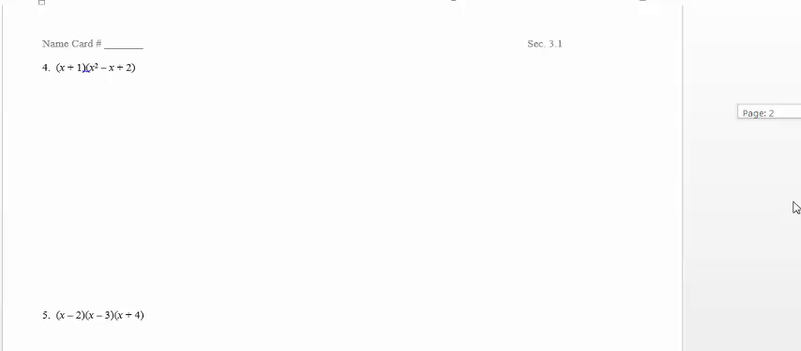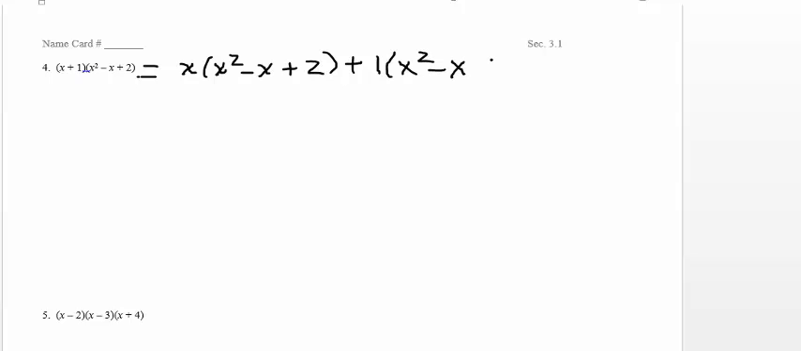All right, here we need to multiply the polynomial x plus 1 times the polynomial x squared minus x plus 2. And we're going to use the distributive property. The x, the first term of the first polynomial, has to be multiplied by every term of the second polynomial. Positive 1 from the first polynomial has to also be multiplied by every term of the second polynomial.